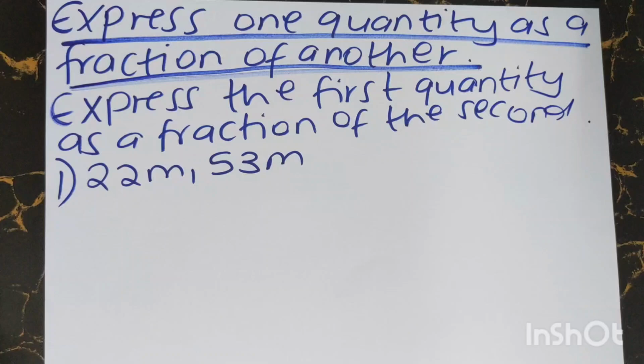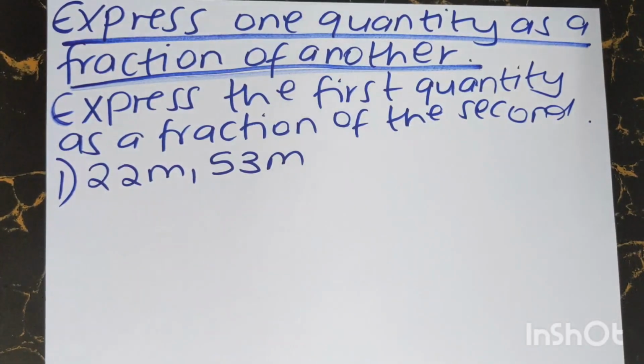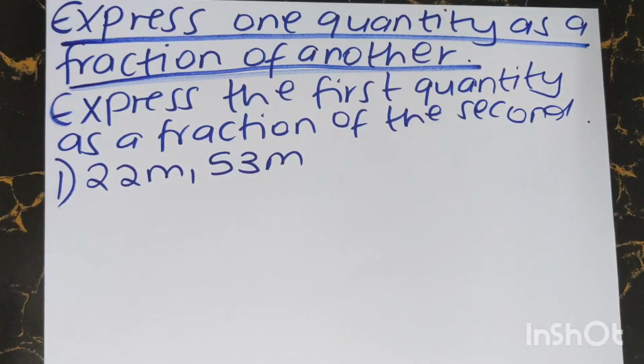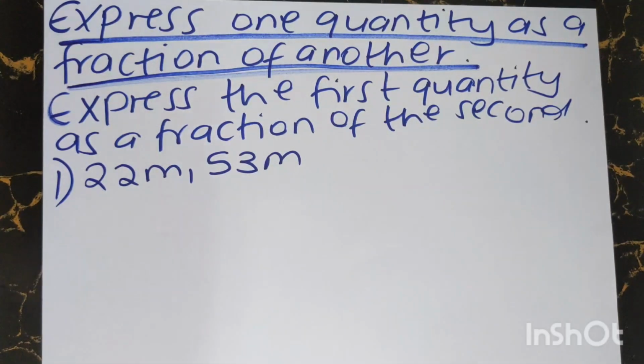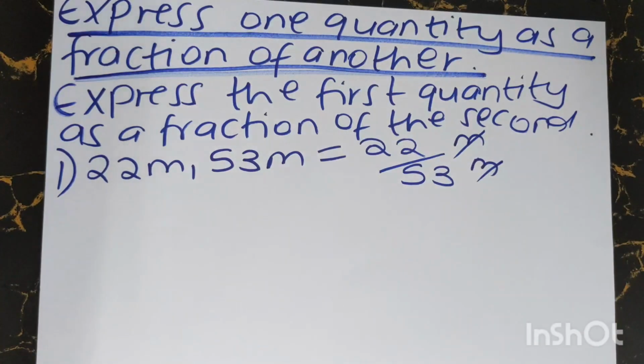So how do you express the first quantity as a fraction of the second? The first quantity, we've said, is always the numerator, and the second quantity is always the denominator, okay? So in this case, 22 meters is our numerator and 53 meters is our denominator, okay? So therefore, this number as a fraction is 22 over 53. So the units cancel out, so that's exactly why we need to ensure that they're the same.